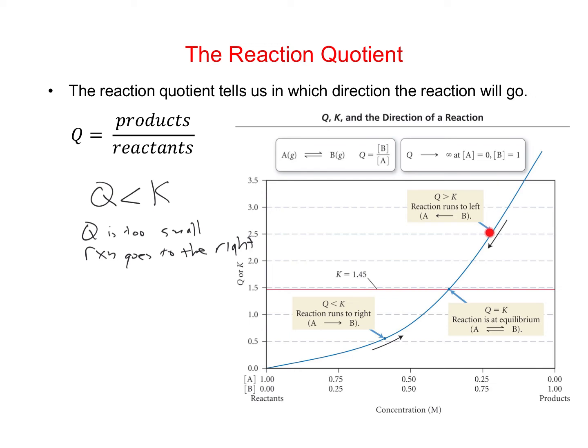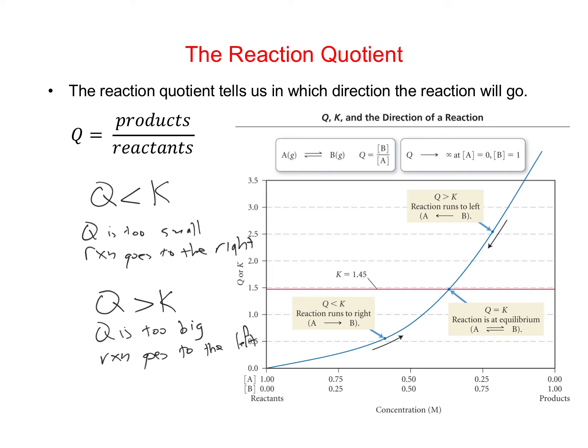If we're in this scenario where Q is bigger than K, Q is too big. In my head, that means I have too many products. And so in that case, the reaction needs to go to the left. The reactants are on the left, so I need to make more reactants. I need to make Q smaller to get to equilibrium. When we say the reaction goes to the left, it means we're going to be converting products into reactants.